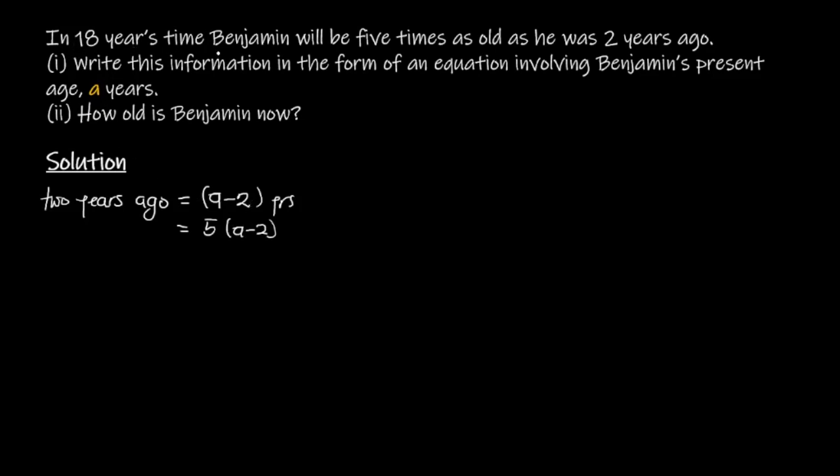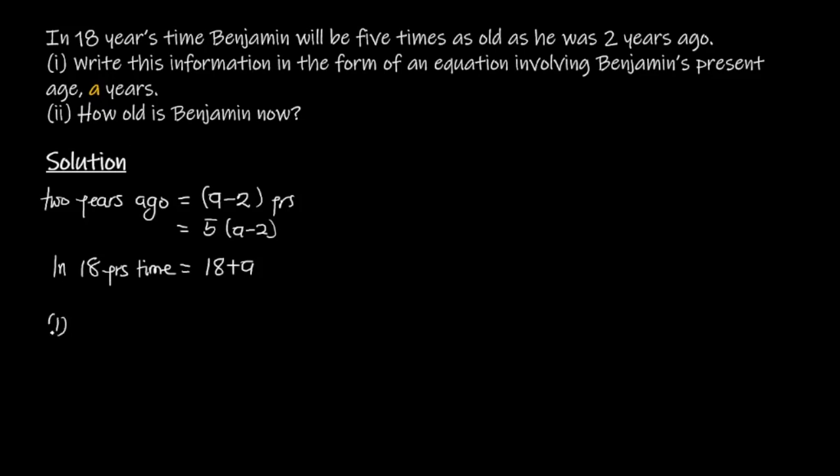Okay, now in 18 years time, if Benjamin's current age is A, in 18 years time Benjamin will be 18 plus A. Okay, now that we've made these deductions from the question that we're given, let's proceed to see how we can write this information.